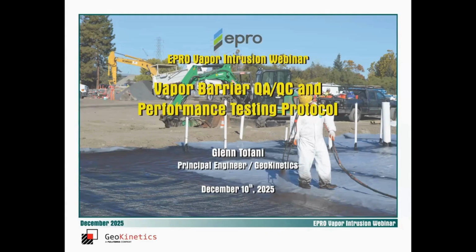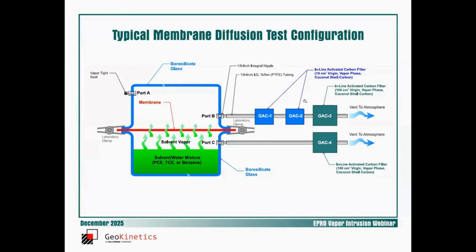So today I'm going to quickly talk about three different types of QA/QC testing for vapor barriers. I'll start with testing to evaluate chemical compatibility and transmission characteristics of the membranes. Then I'll touch upon smoke testing quickly. And last but not least, I'll talk about post-installation performance testing to establish soil gas to indoor air attenuation rates for the membranes.